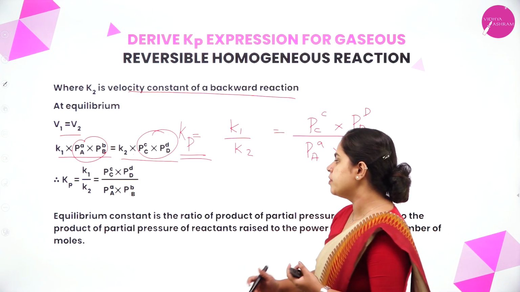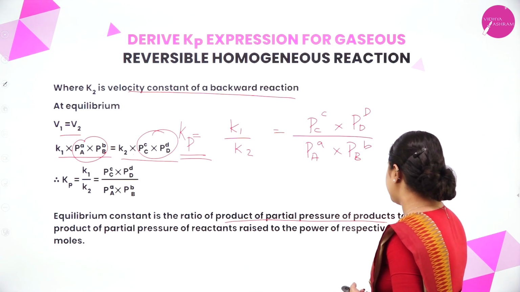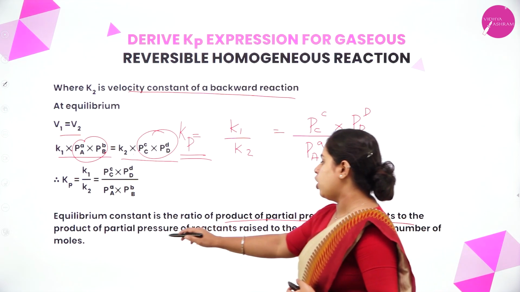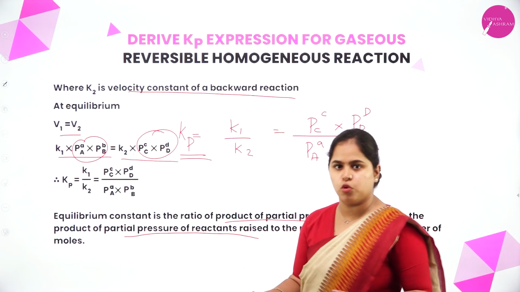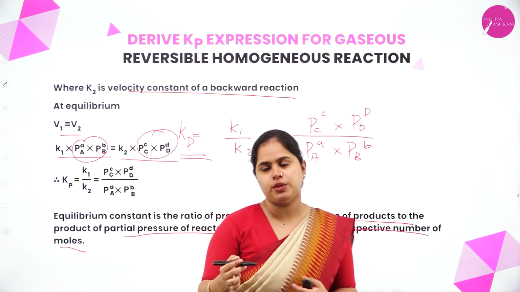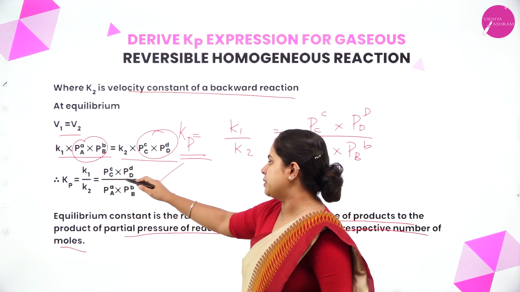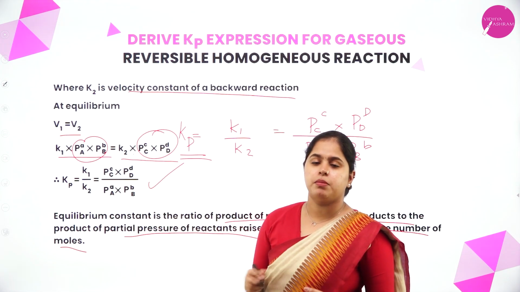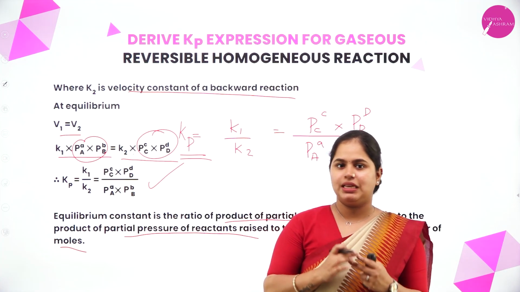So I hope it is clear. So equilibrium constant is the ratio of product of partial pressures of products to the product of partial pressure of the reactants raised to the power of respective number of moles. Okay, respective number of moles, also you can say it as the stoichiometric coefficient. So this is the equation for Kp, which is equal to K1 by K2, or else Pc raised to C into Pd raised to D divided by Pa raised to A into Pb raised to B. So I hope the equation for Kp is clear for you.